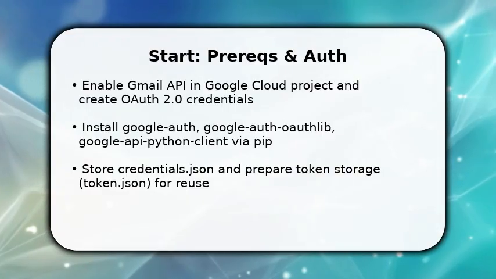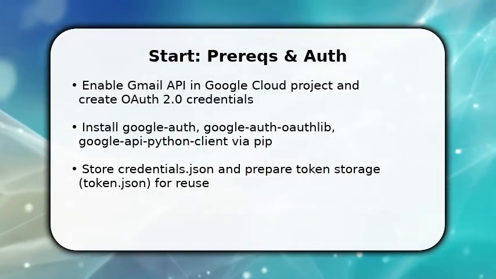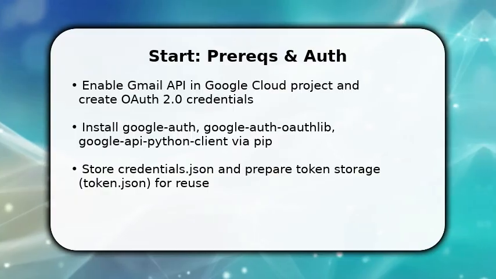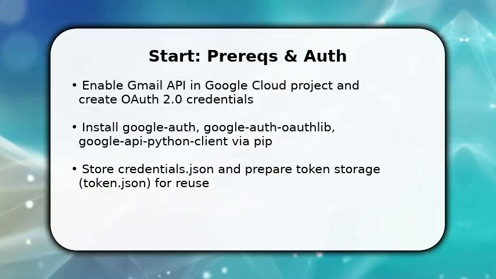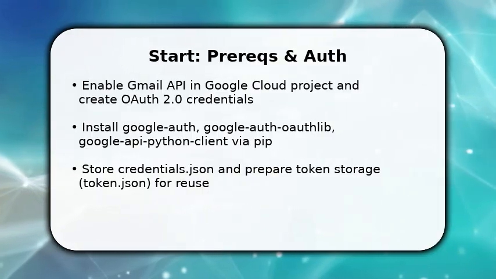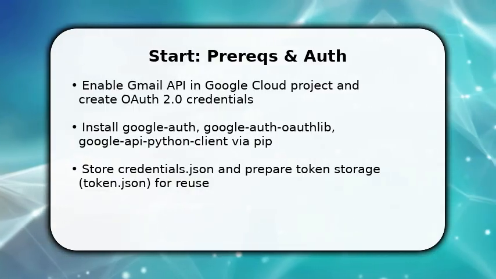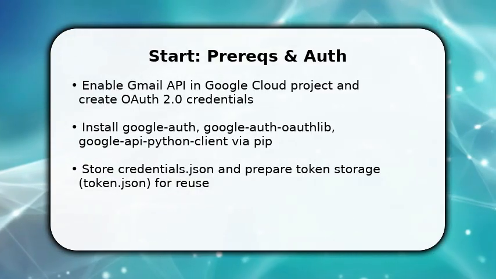You begin by enabling the Gmail API and creating OAuth 2.0 credentials. This gives you a credentials JSON file. Install the client libraries with pip and place credentials JSON next to your script. Once done, write an OAuth flow using google-auth-oauthlib to produce token JSON so you don't reauthorize repeatedly.